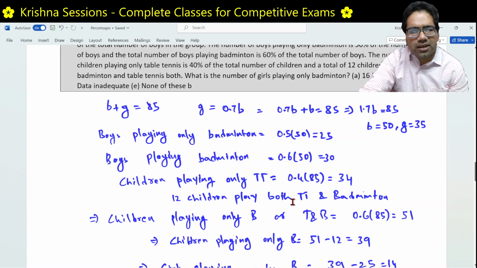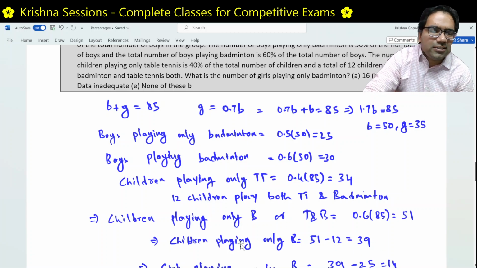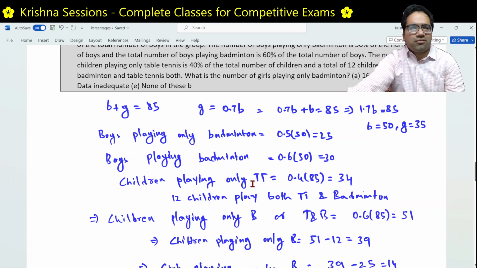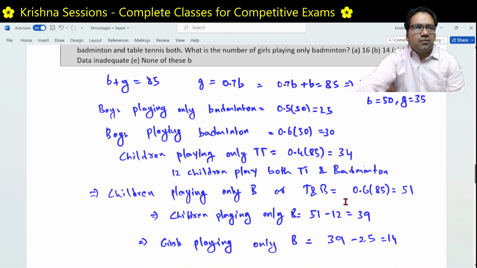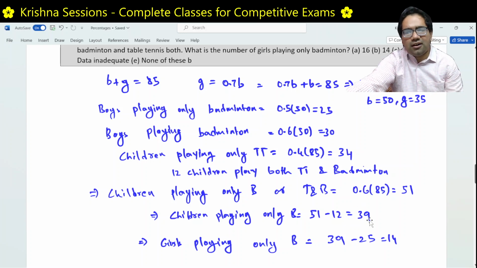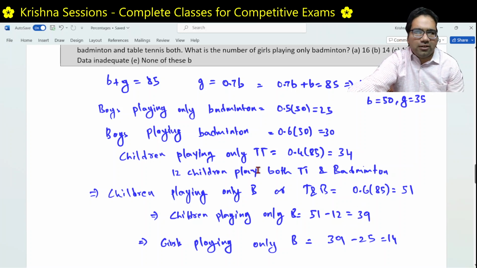Now, 12 children play both TT and badminton. So the only-badminton children are 51 minus 12, which is equal to 39. 39 children are playing only badminton, because 12 are already playing badminton and TT, right? Of these 39, we know boys playing only badminton is 25. That means the girls playing only badminton are 39 minus 25, which is equal to 14.